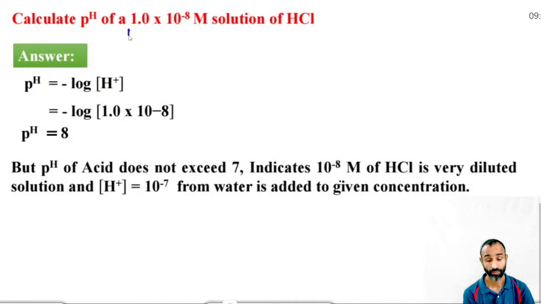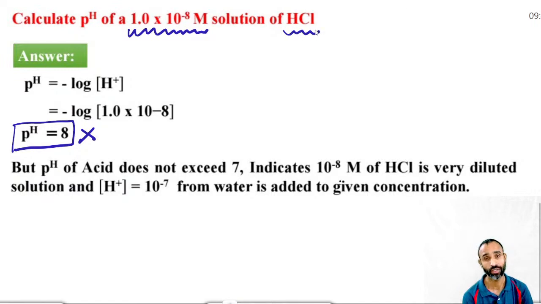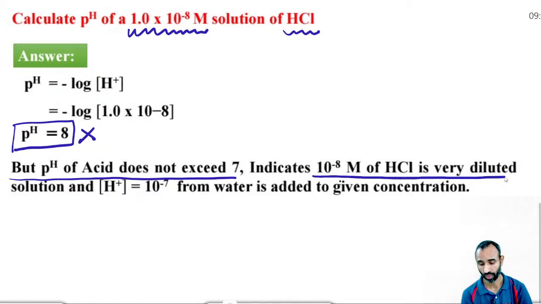Yes, it is very important. pH of 10 raised to power minus 8 molar. So when we calculate pH by using the same formula, pH comes out to be 8. And it is not true because we are adding acid into water, so pH should be less than 7. pH of acid does not exceed 7. Therefore 10 raised to power minus 8 molar is a very diluted solution, and therefore H plus ion from water is more than H plus ion from acid.